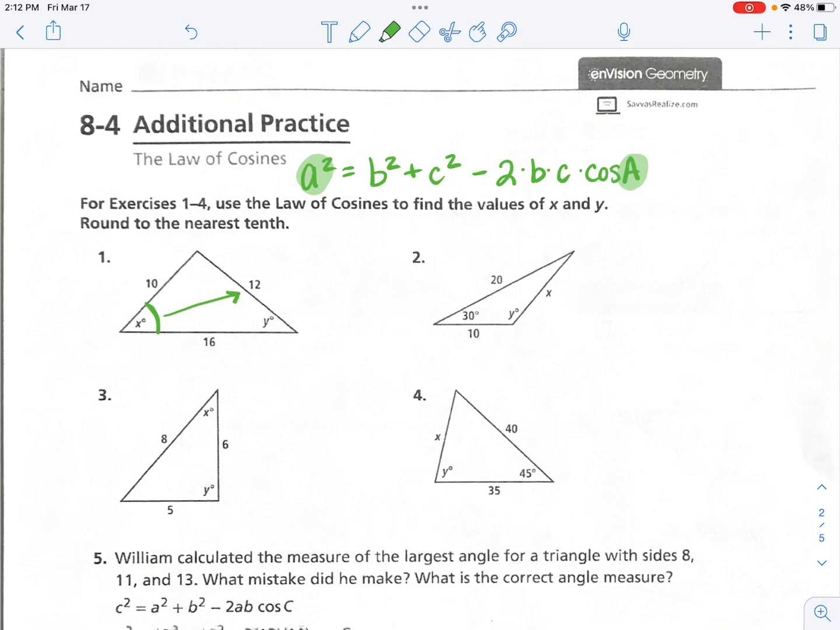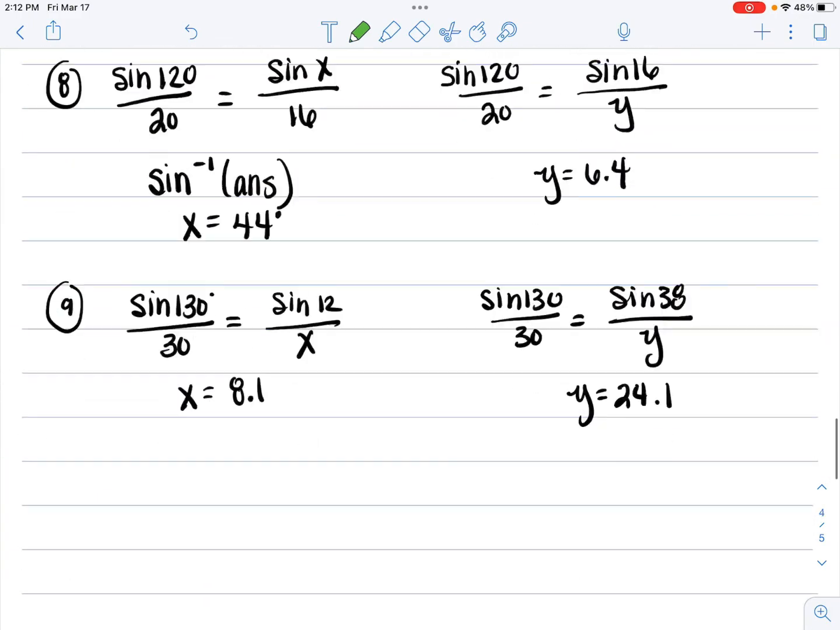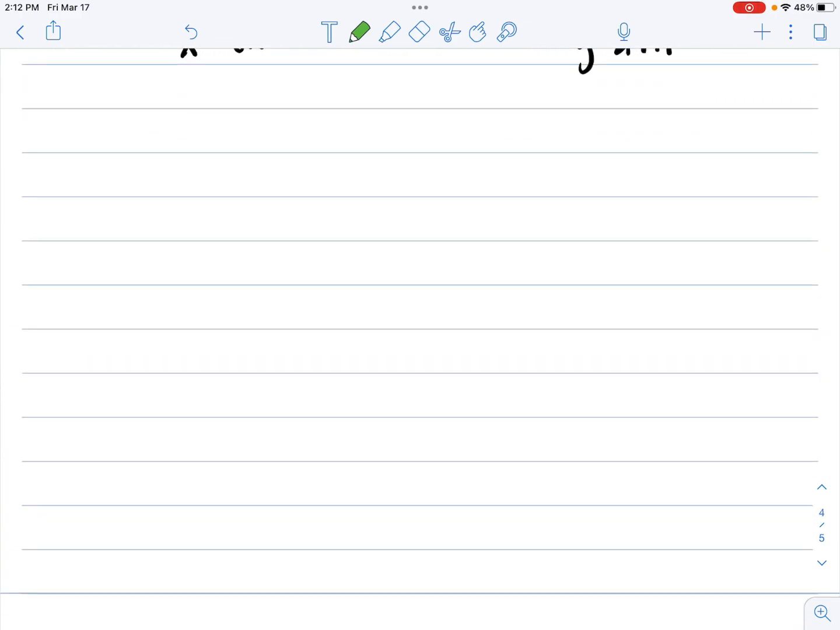All right, so I'm going to go down here so that I can work it out. I've got plenty of room. So for number 1 on that side, again, I'm going to choose to find the x first. So 12 would have to go in front. 12 squared equals the other two sides, 10 and 16, in any order. So 10 squared plus 16 squared minus 2 times 10 times 16 times the cosine of x. That's what I'm looking for, x. Remember, we do have to do this one in pieces. This is actually like the second example that we did in class. So I'm going to do this in pieces.